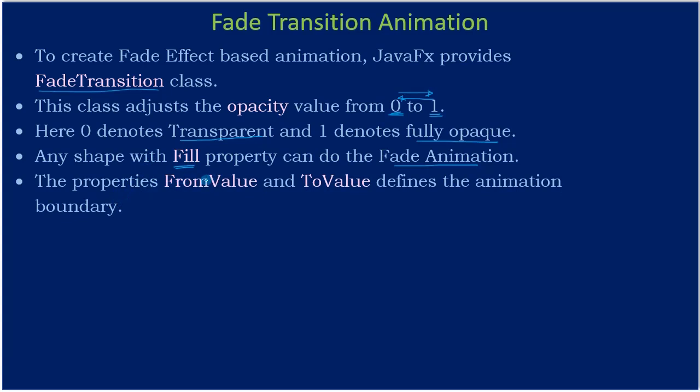The properties from value and to value define the animation boundary. So here we are not using the time frame. The transition class will take care of it, but what it expects is a from value and a to value. So once you define these two values, then the animation will be played by making use of these two values. So internally it will act as a KV.